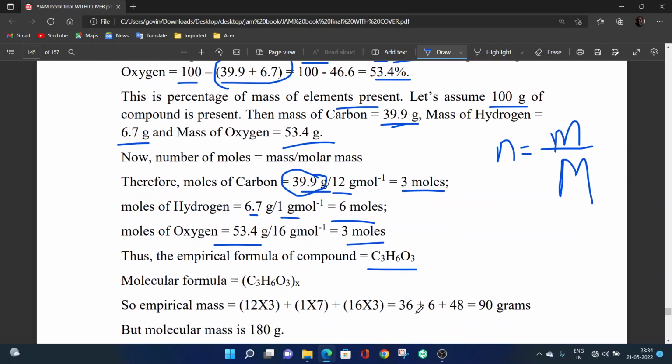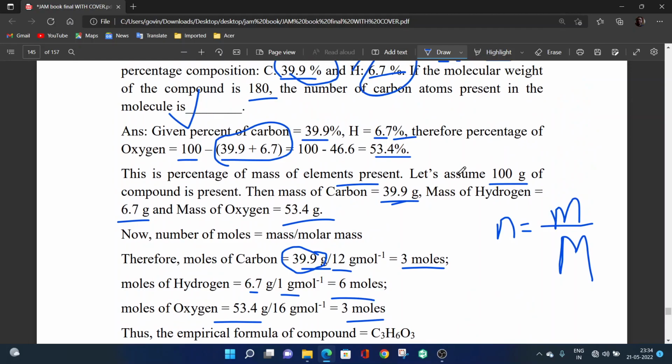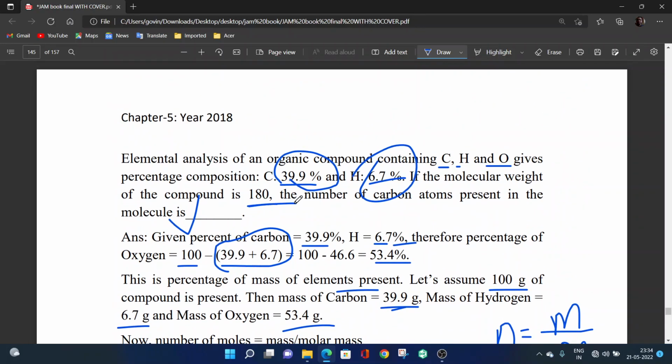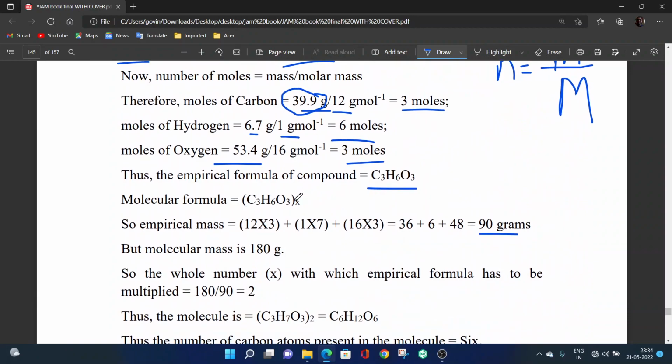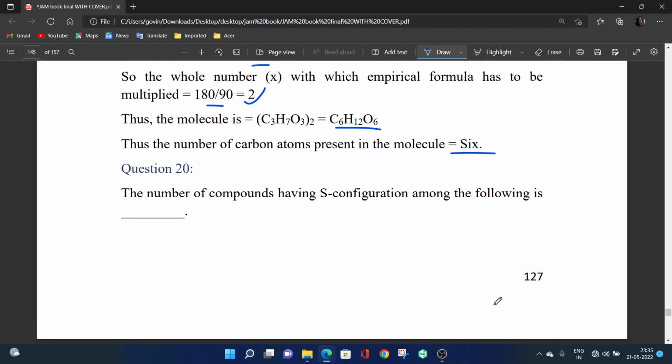So let's find out the empirical mass. The empirical mass comes to 90 grams, right? But here it clearly says the molecular mass is 180. So that means this is the empirical formula. We have to multiply with some whole number so that we get the real molecule. So 90, but the original is 180. So 180 by 90 gives you 2. That means the X value is 2. So the molecular formula is C6H12O6. So the number of carbon atoms in the molecule is 6.